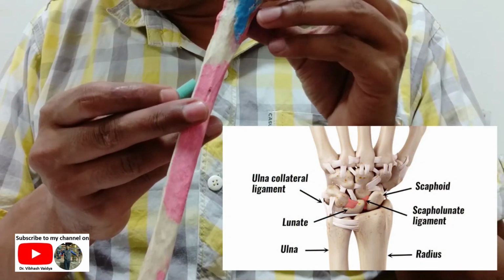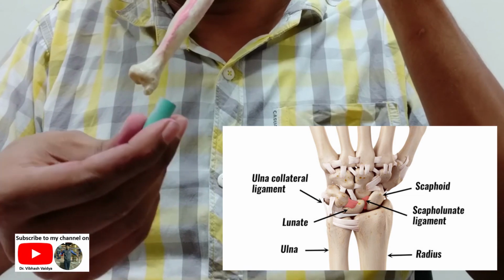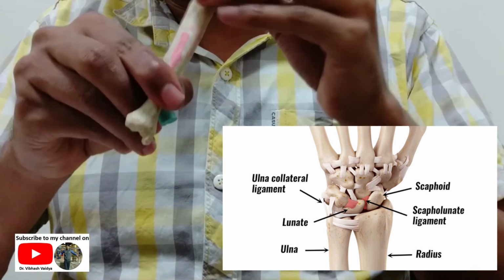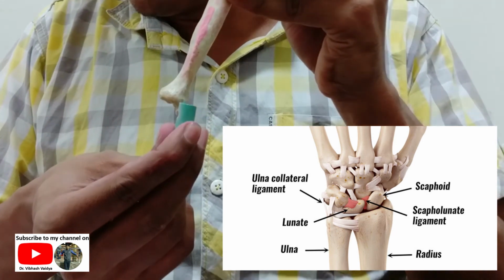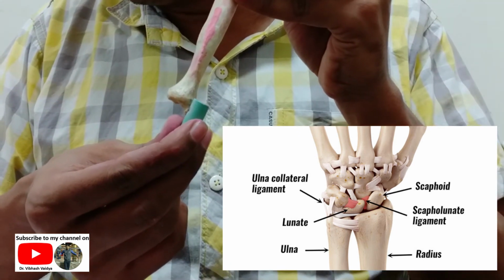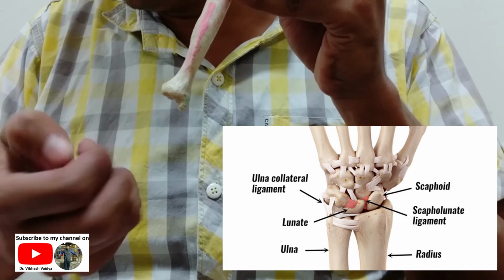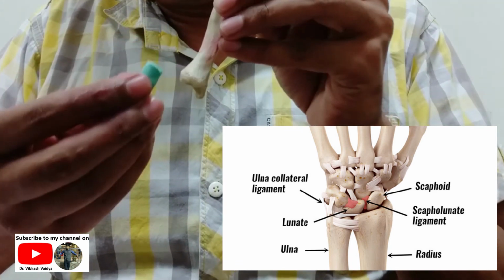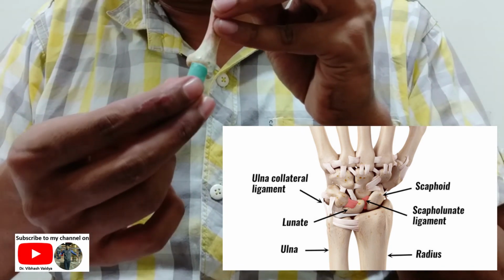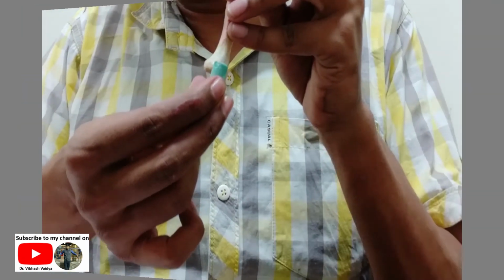Ulnar collateral ligament of the wrist joint is attached to the styloid process. Over here we have the attachment of the ulnar collateral ligament, and the articular disc of the inferior radio-ulnar joint is attached by the apex to the small rough area just lateral to the styloid process. Just lateral to the styloid process we have the attachment of the articular disc. So this is all about the muscle attachment.